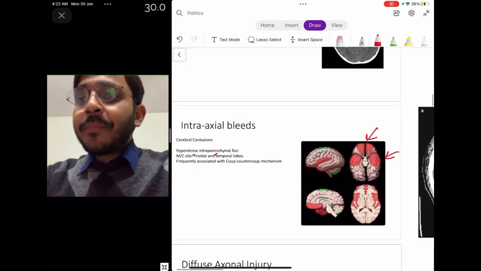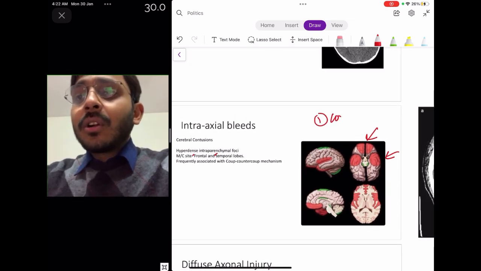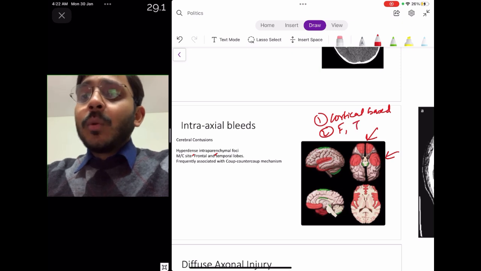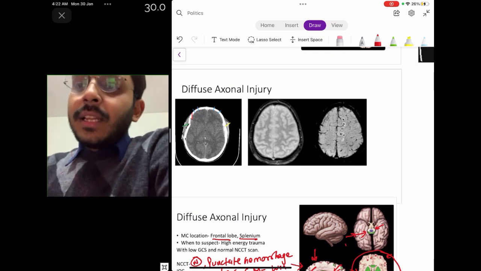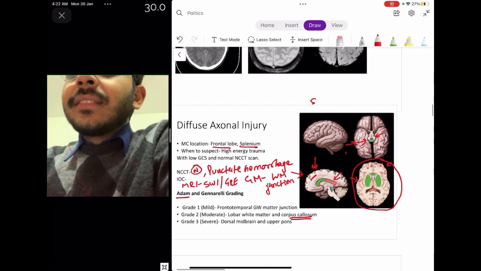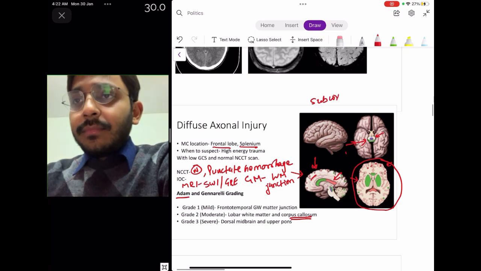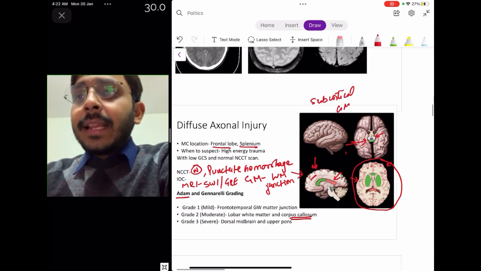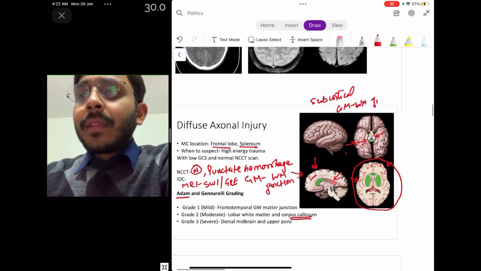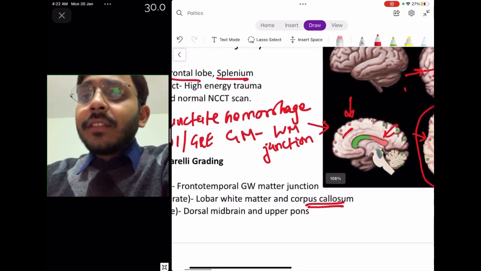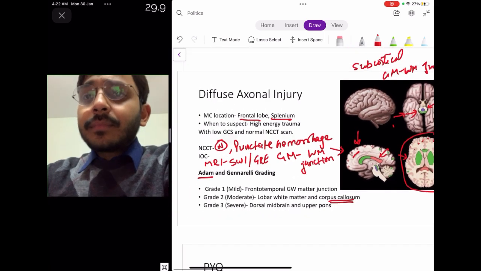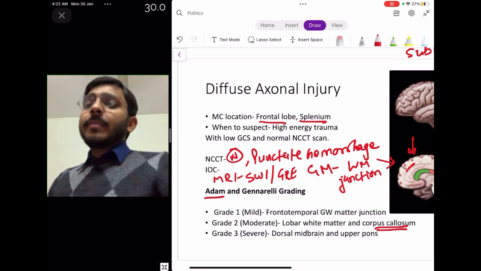So the most common location of cerebral contusions: firstly, you have to remember that these are cortical based. So contusions are cortical based, and their most common location is the frontal and temporal lobes, right? And this is in contrast to diffuse axonal injuries. Here the injury is subcortical, that is, it occurs at the gray matter white matter junction, and the most common location for a diffuse axonal injury is the frontal lobe and the splenium. Correct.